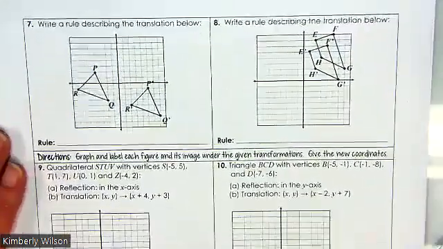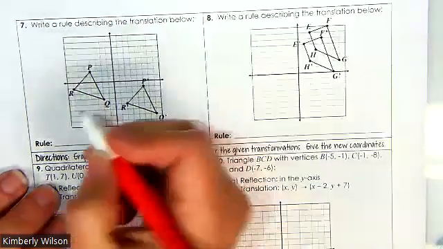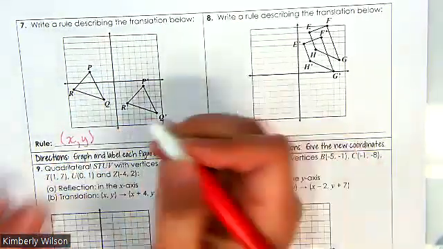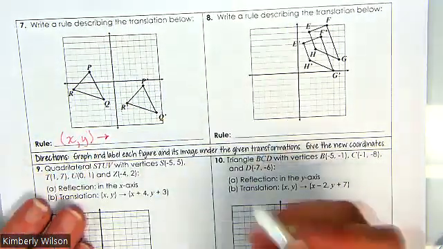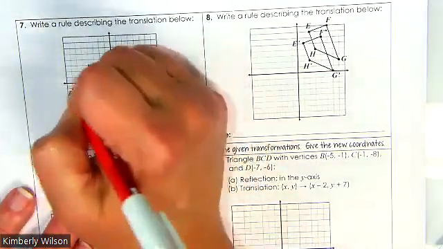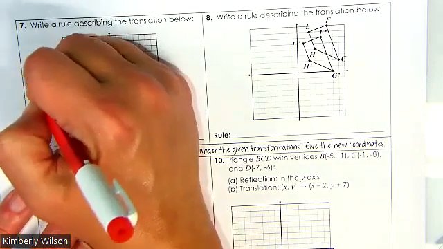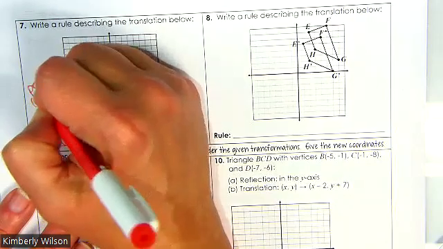Next example. Looking at number 7. This is where we're given the picture and we have to figure out what's the rule. Well, your rule is always going to start with x comma y, which is your pre-image. And now we're figuring out what am I doing to go from the pre-image, which this is the pre-image because there's no apostrophes. So this is the pre-image, which is the original.